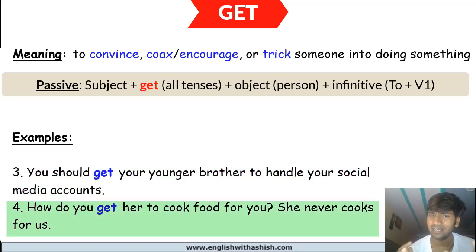Another example, how do you get her to cook food for you? She never cooks for us. How do you get her? How do you convince her to cook food for you? Because she never cooks for us. How do you do that?